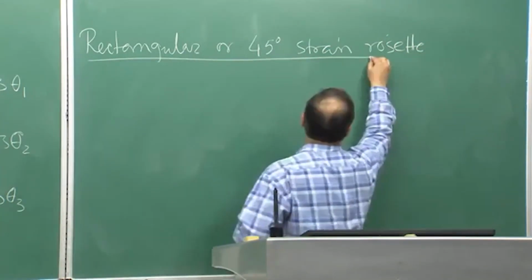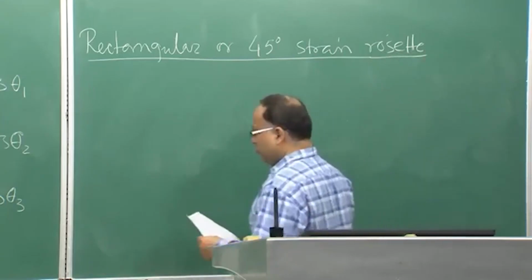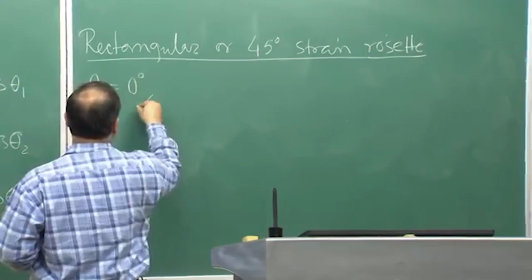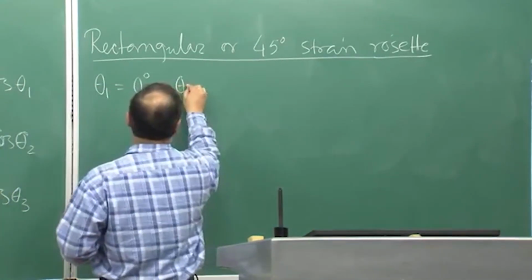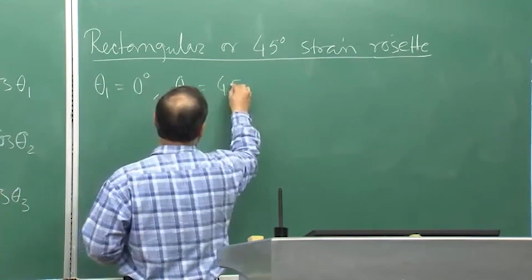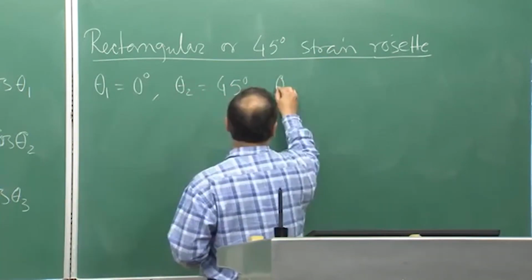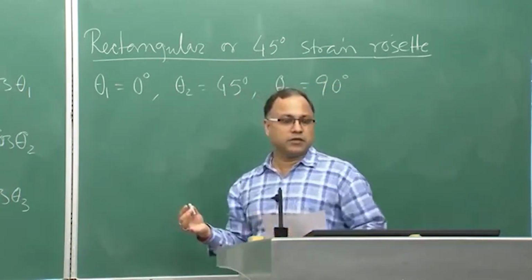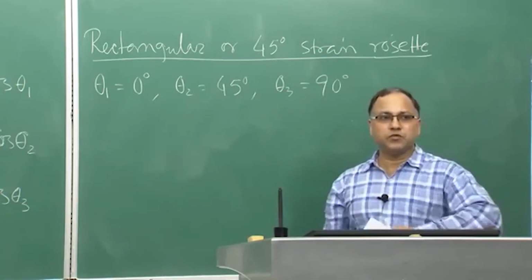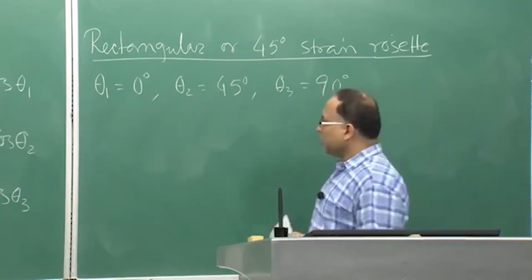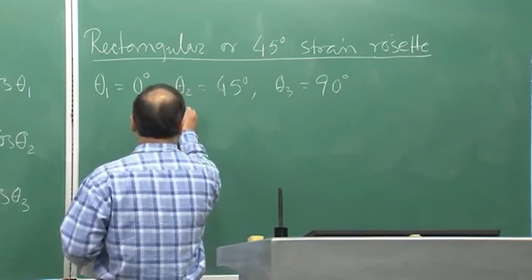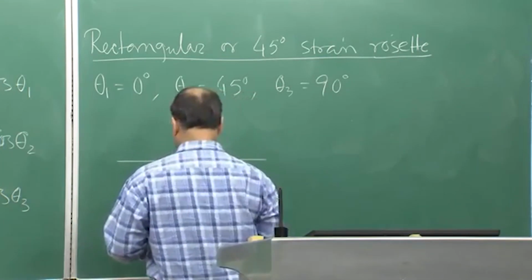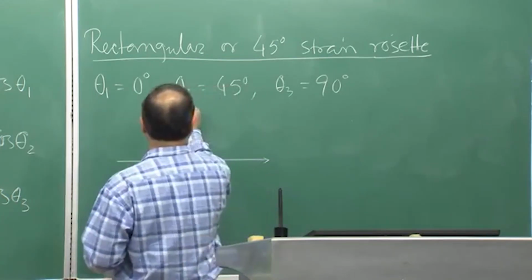Okay. So, here what we do, we choose the value of theta 1 as 0 degree, theta 2 as 45 degree and theta 3 as 90 degree. So, these values we can choose, this is up to us. Okay. So, how it will look like then? So, this is your xy plane.